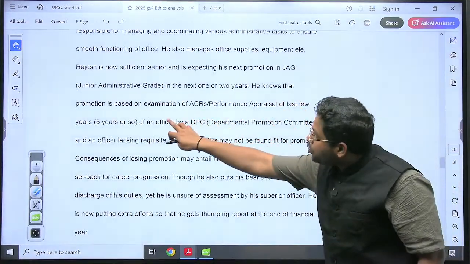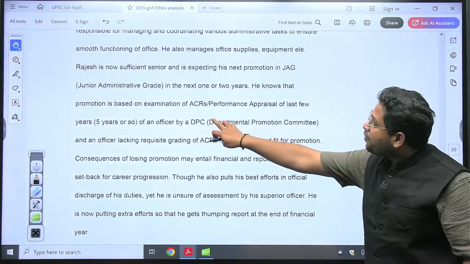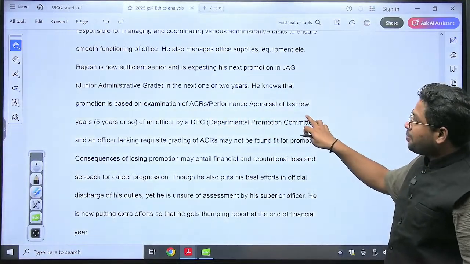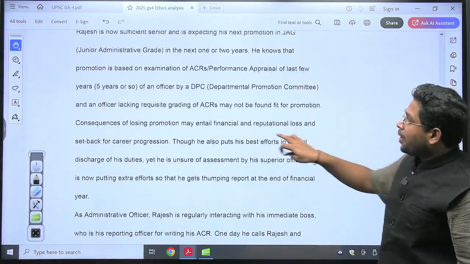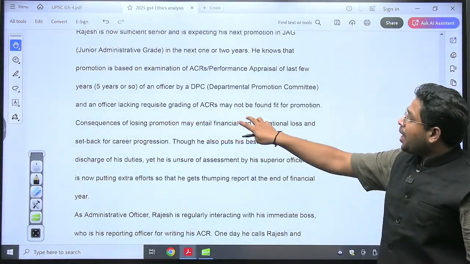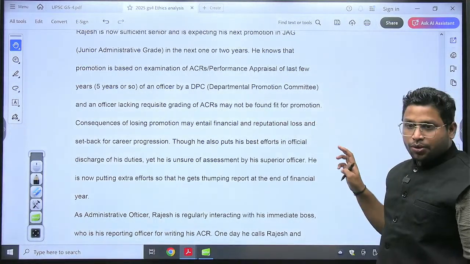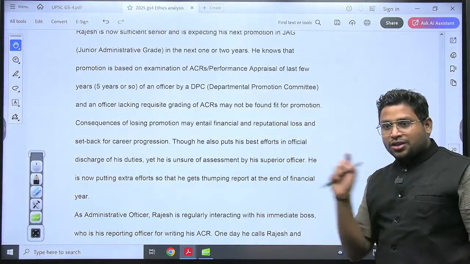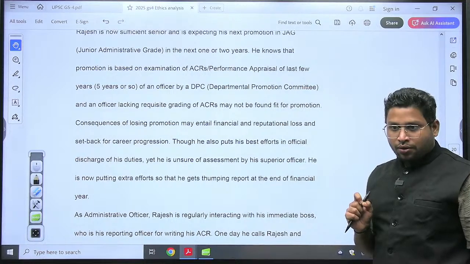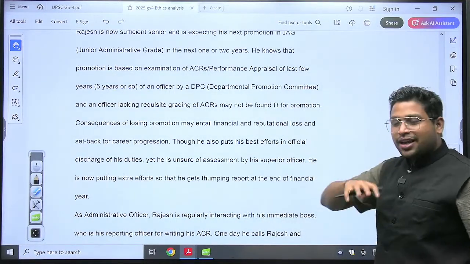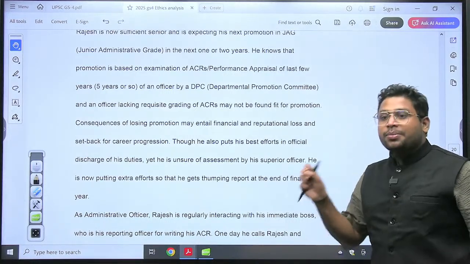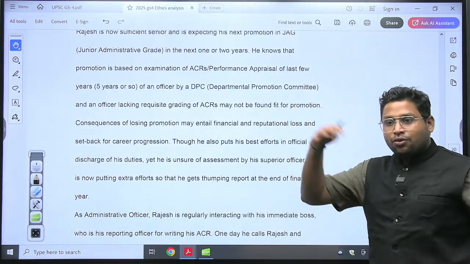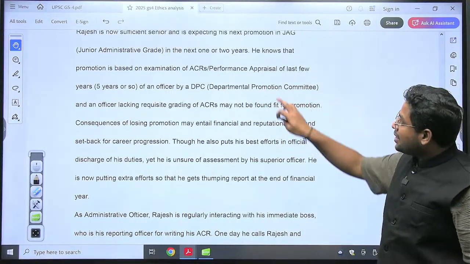He knows that promotion is based on the examination of ACR or performance appraisal of the last 5 years by this DPC. Okay? And an officer lacking this part will not be found fit for any promotion. So for him, this document, this ACR, this examination matters a lot now. ACR is nothing, just like what is your performance. Any officer's performance will be mentioned over there. Good, bad, whatever, everything will be there in this.